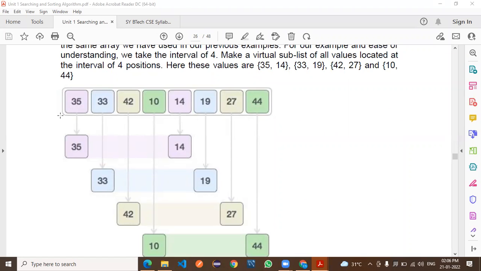35, 14, one pair is taken. Again 33, 19, one pair is taken. 33 and the next is 19. After that 42, 27 and 10 and 42. Sorry, 44. After that, what I have done, so I have compared them with each other.